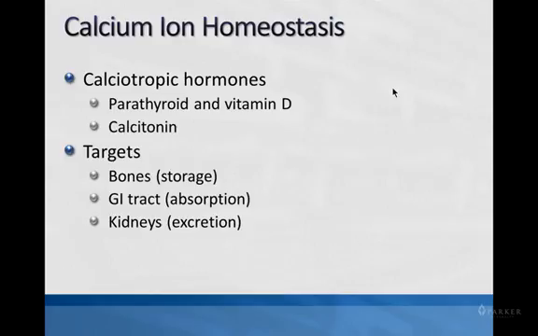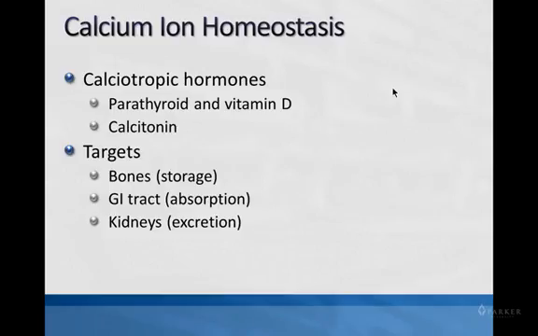Now their targets, which we had discussed in the previous webinar, are the bones, the GI tract, or the kidneys. So somehow they may affect storage, because that's where we store calcium. They may affect the absorption by affecting various proteins that are involved in transport of calcium across the GI tract, or they may affect kidneys. And I put excretion because if you don't reabsorb it, it will be excreted.